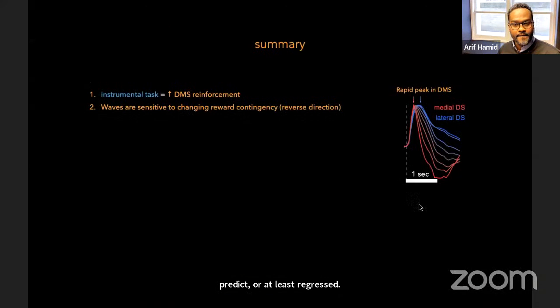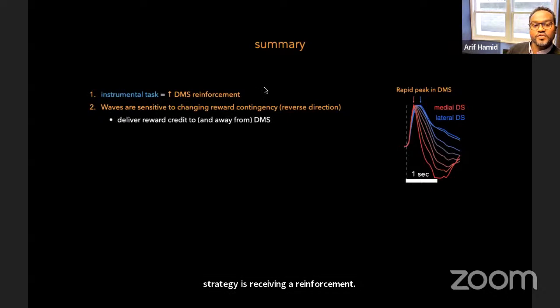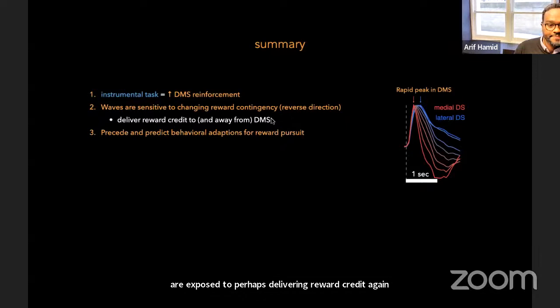Okay, so just to summarize what I've told you thus far: when animals are in these instrumental tasks, you get these rapid increases in dopamine arriving in the form of mediolateral waves that are perhaps changing the amount of reinforcement the dorsal medial striatum is receiving. And these waves are sensitive to the task contingency, the reward contingency that these animals are exposed to, perhaps delivering reward credit away from and towards dorsal medial striatal subregions. I've also shown you that these predict and precede the behavioral adaptations that these animals are performing.